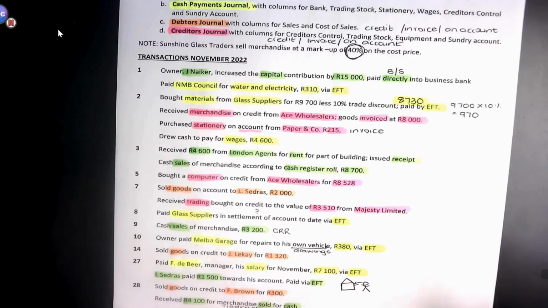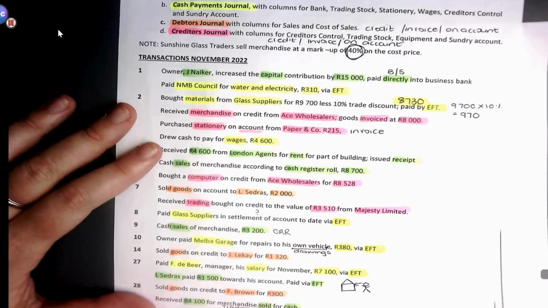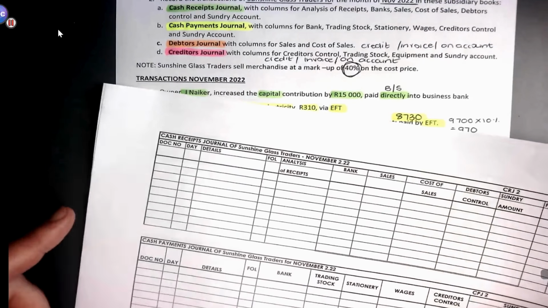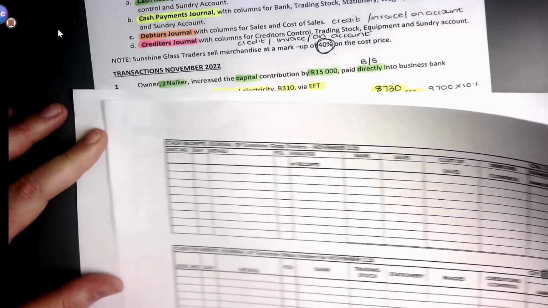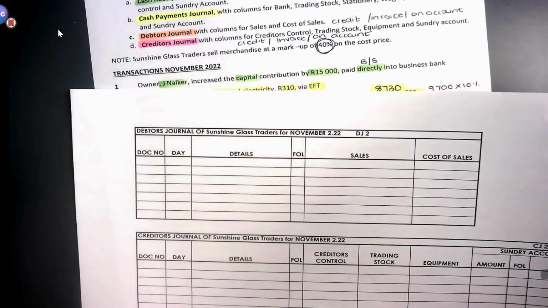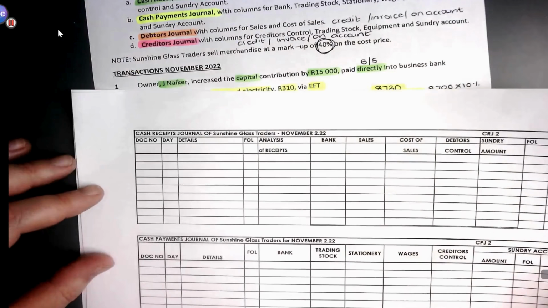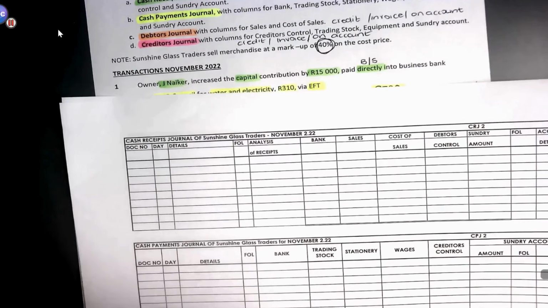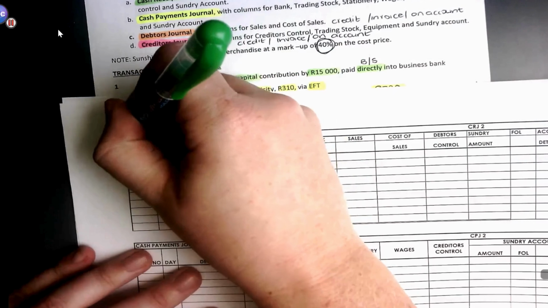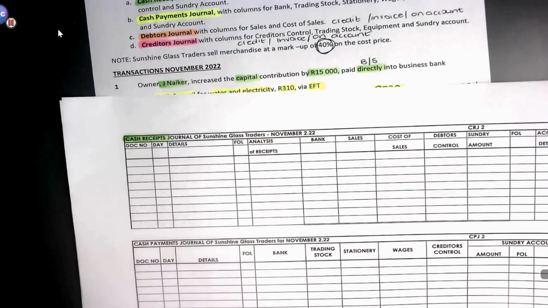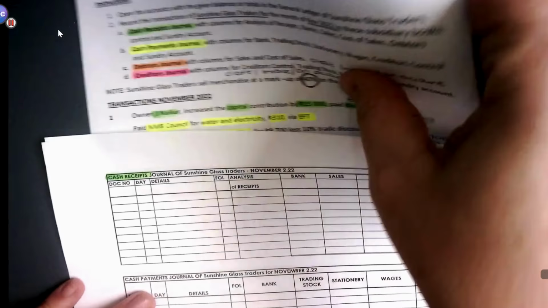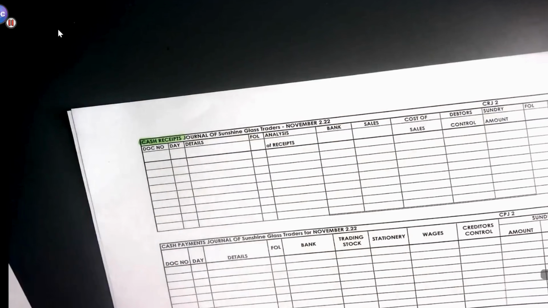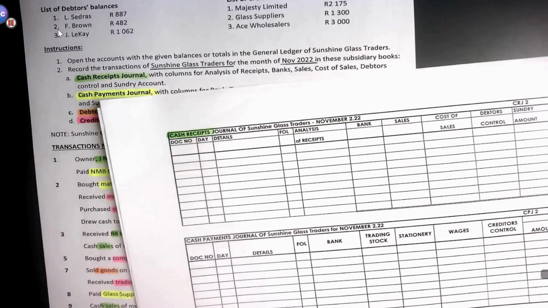Okay, so now that we've done all of this, it needs to all go into our journals. These are your different types of journals. You get the cash receipts and cash payments journal, and you get your debtors and your creditors journal. What I'm going to do first is the cash receipts journal. It's just easier to do all of those transactions instead of jumping around. So let's have a look at that carefully. Let me zoom in a little bit for you.